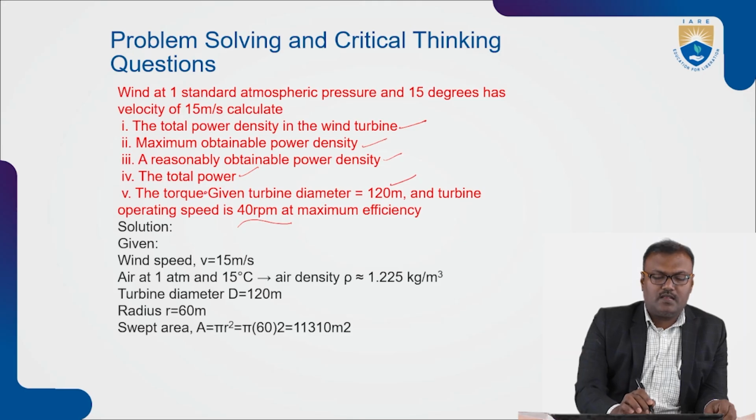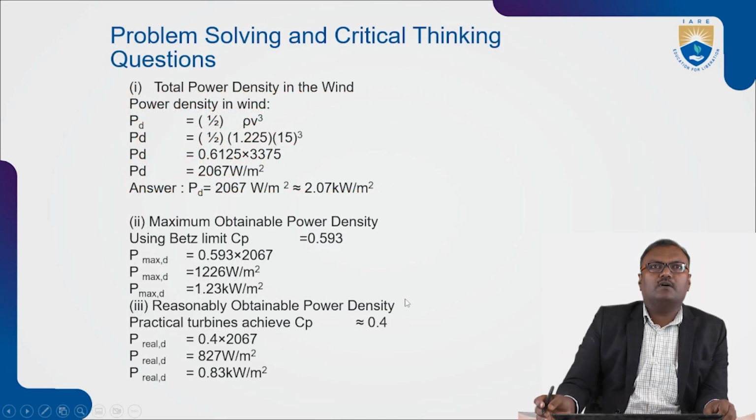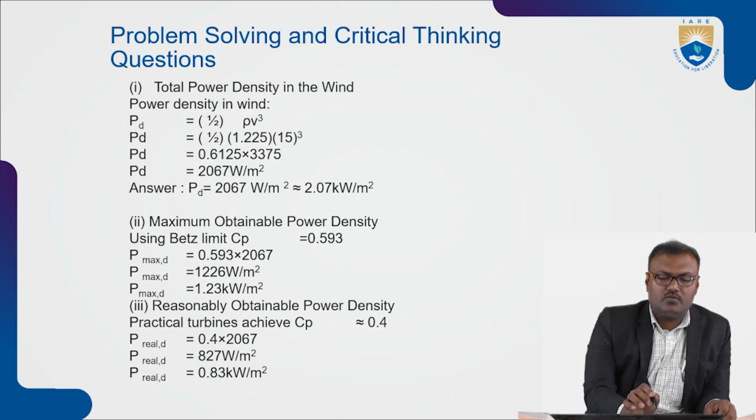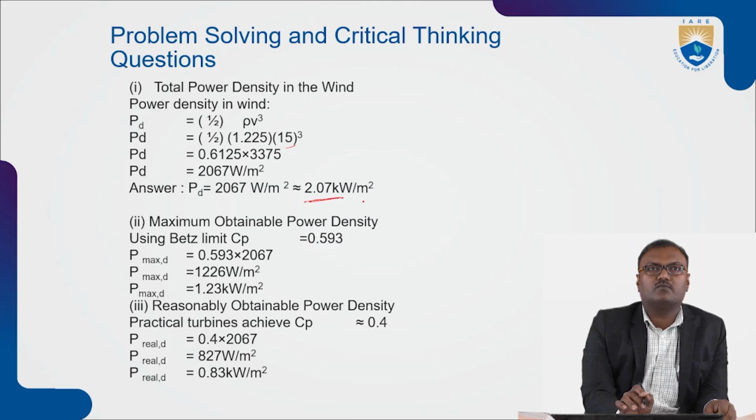Diameter is provided as 120 meters, so the radius is half of the diameter, and the swept area is pi r square, that is 11,310 meter square. So total power density in the wind is half rho v cube. Rho is the density of air, that is 1.225, and velocity is 15 meters per second. So the answer is 2.07 kilowatts per meter square.